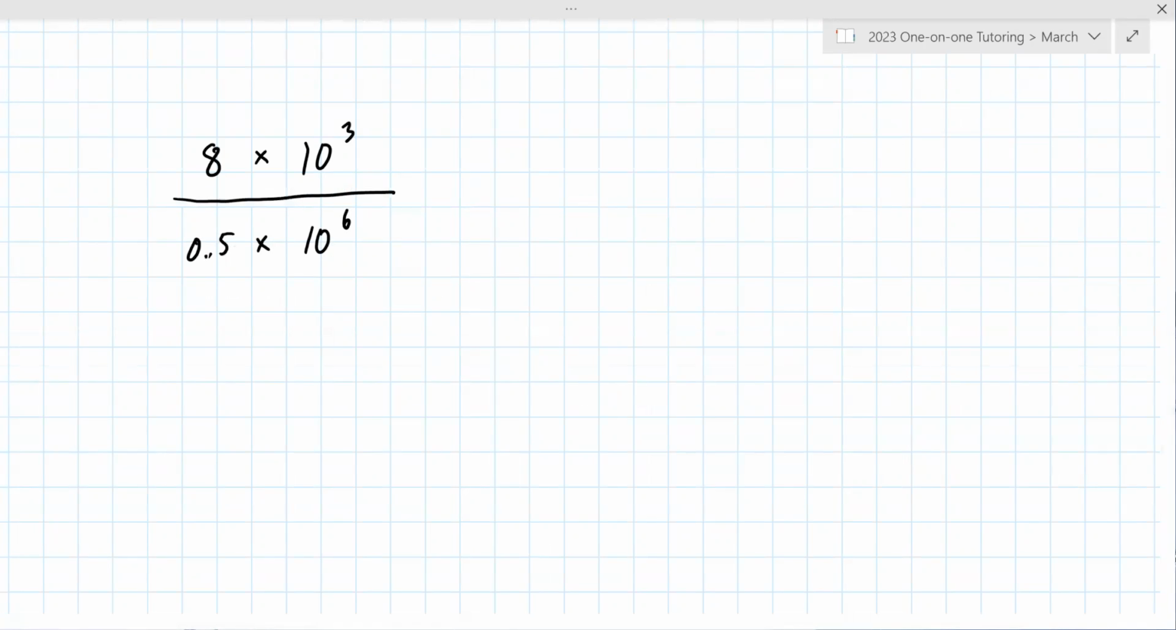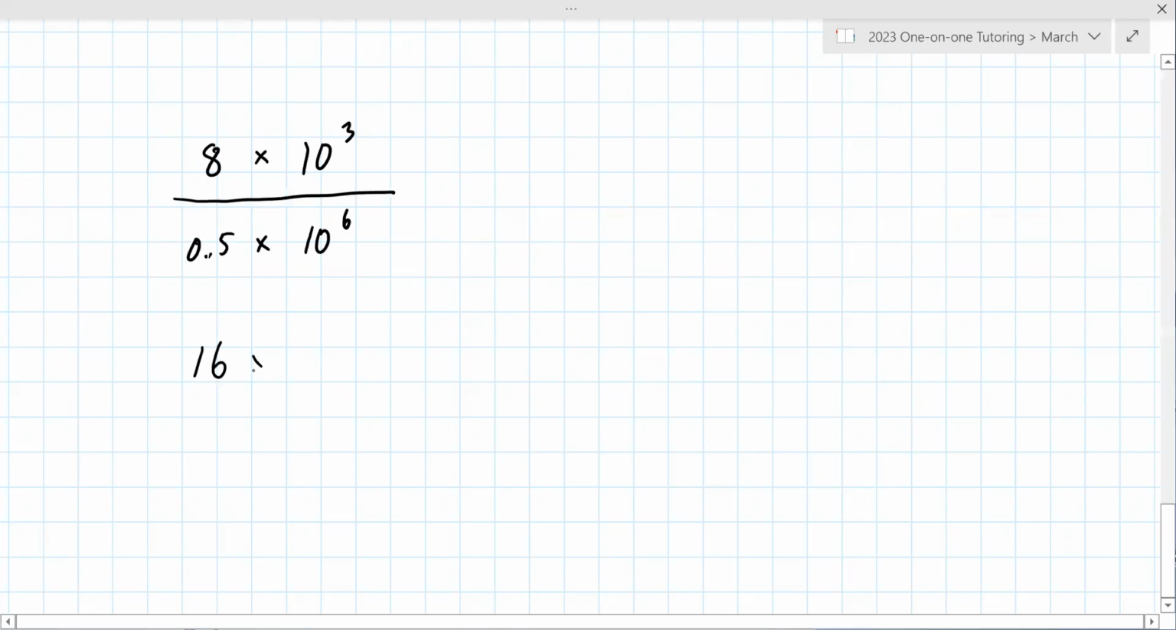Let's go 8 times 10 to the third divided by 0.5 times 10 to the 6th. So we'll do some division problems here. 8 divided by 0.5, so that's 16 times 10 to the negative 3. So 1.6 times 10 to the negative 2. All right. So like you said, 16 times 10 to the minus 3 is great. And then you got to move that decimal. So it becomes 10 to the minus 2. Very good.